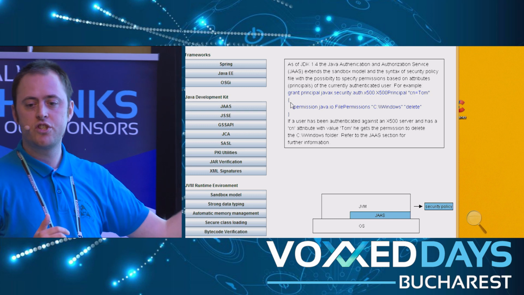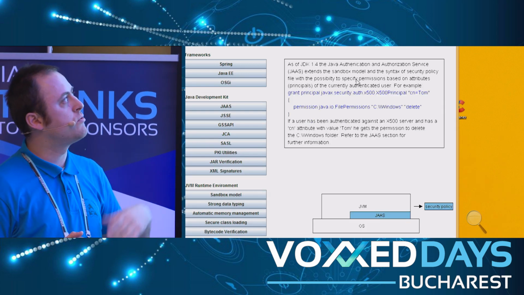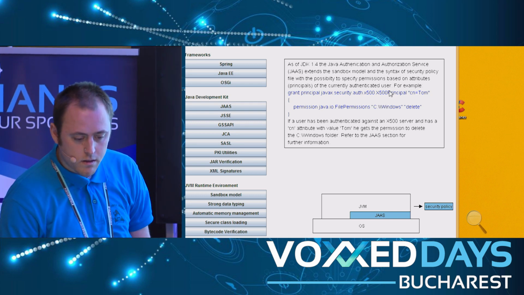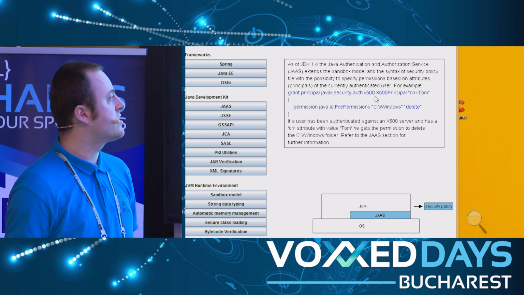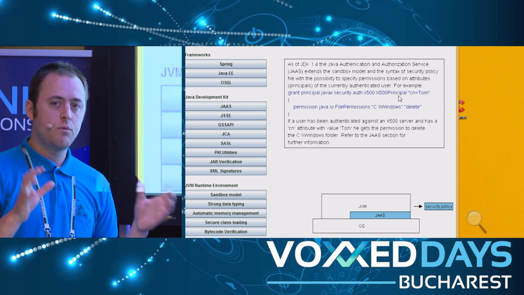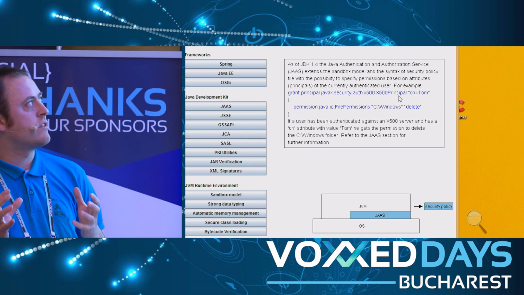All the classes from the JDK module are assigned the file permission, which is to delete the C:\windows folder. And that's it. So that's pretty much the security sandbox model in the JDK. Now, this is what's been built into the platform, in the Java runtime environment.